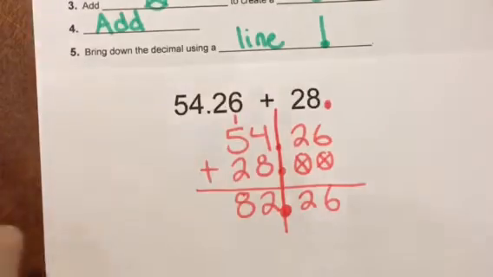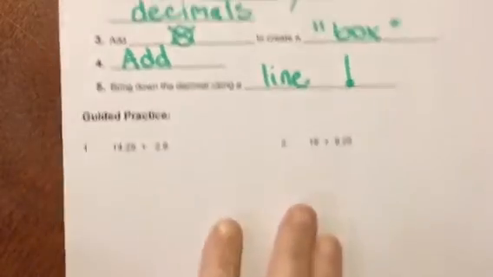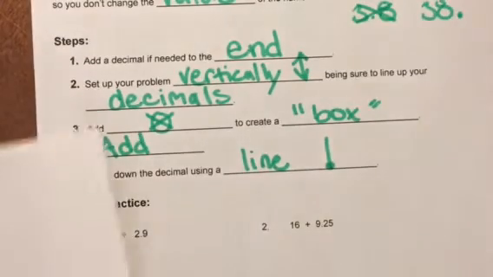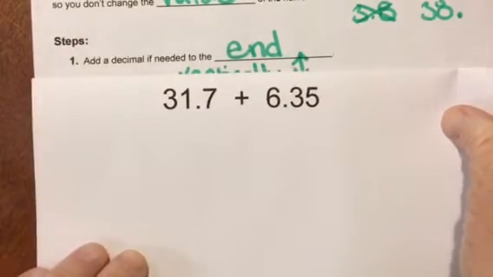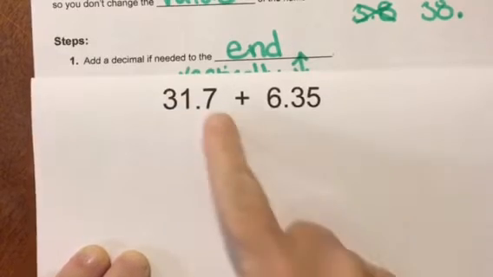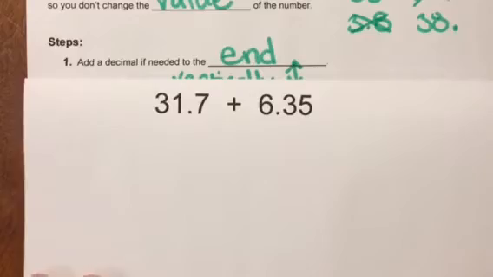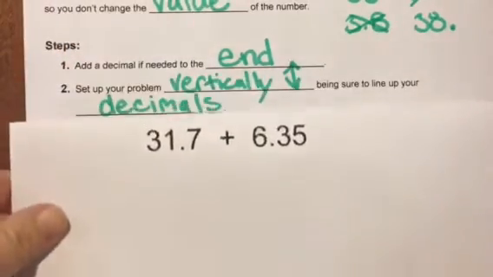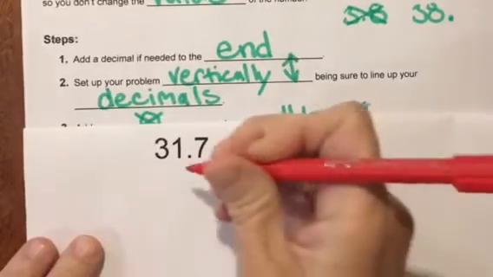Okay, let's try another one. Okay, so my steps are going to be the same, and you can look at your steps or you can look at mine. Sorry, let me get my paper folded and ready. Okay. So I have add a decimal if needed to the end. Well, this one has a decimal and this one has a decimal, so I don't need to add a decimal. Step 2, set up your problem vertically, being sure to line up your decimal.